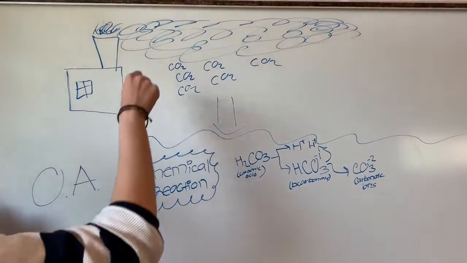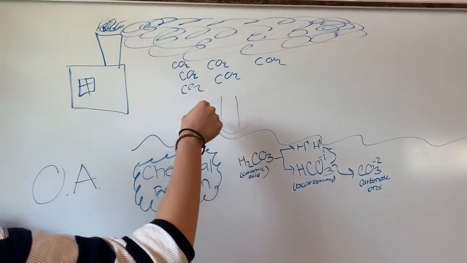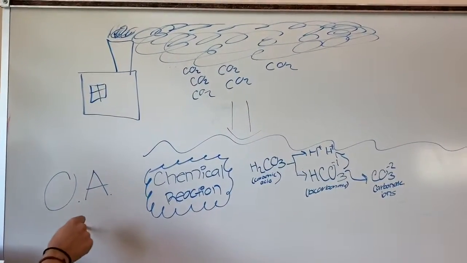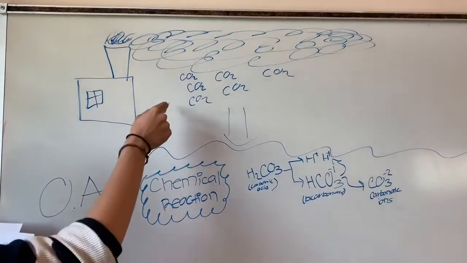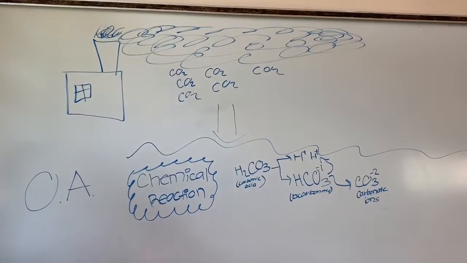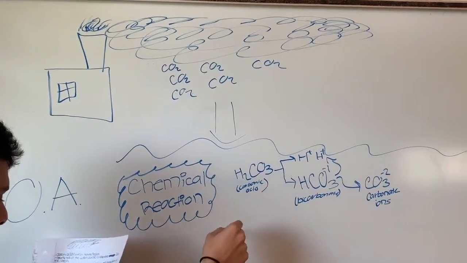Nearly half of the carbon dioxide in the atmosphere is absorbed into the ocean. When that happens, it causes ocean acidification. Ocean acidification is the ongoing decrease in the pH of the Earth's ocean caused by the uptake of carbon dioxide from the atmosphere. So the added carbon dioxide in the ocean causes an increase in acidity.